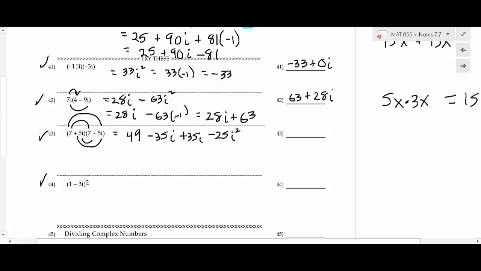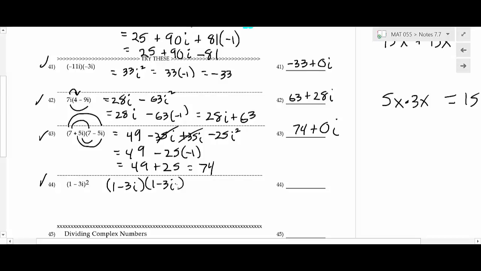Then these will cross out. That's 49, right? Then you have 25 times negative 1, because that's what i squared is. All right, so what you would have from here is 49 plus 25. See, we don't have an i in there. So what's that, 74? Okay, so what's the answer? 74 plus 0i. Okay, everybody got that okay? All right. And then the next one, what you should have done was just write it out twice.